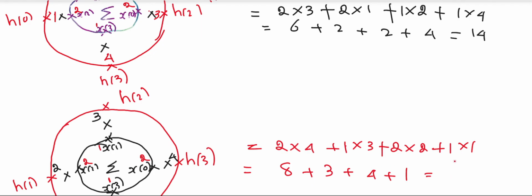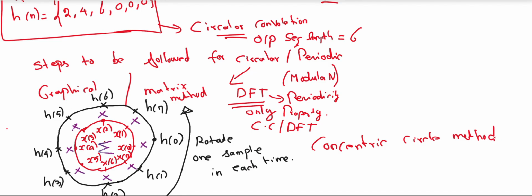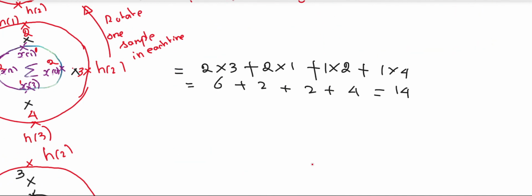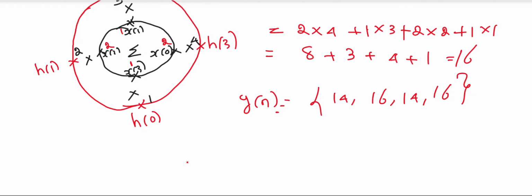So the final output sequence is y of n equal to 14, 16, 14, 16. This is the concentric circle method. In the concentric circle method, there are two circles, inner and outer. Keep the inner circle as such and represent the values in an anti-clockwise direction. The outer circle represents the values in a clockwise direction.